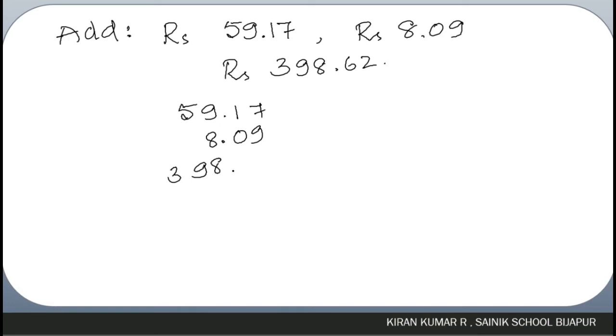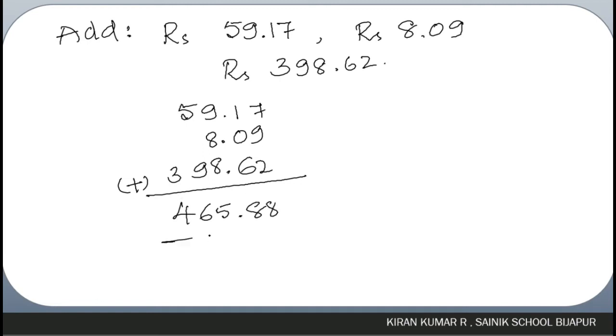We have 3 different amounts to be added. I have aligned the decimal points. This is a question related to addition. So on adding, we get the total amount as 465.88.